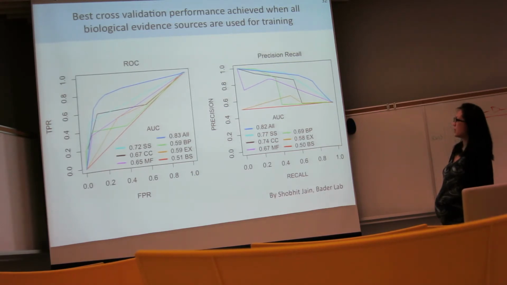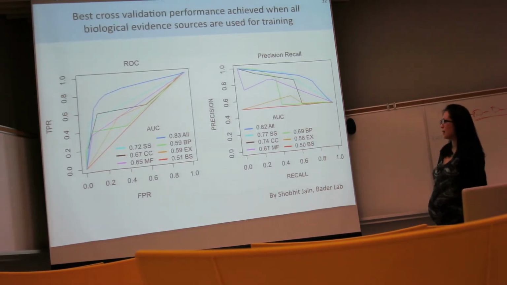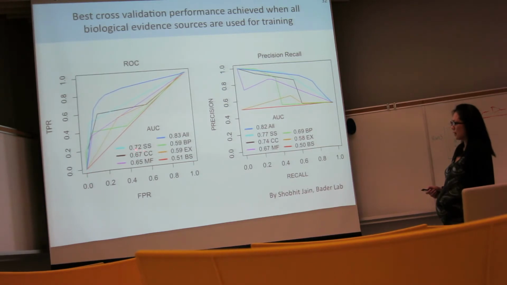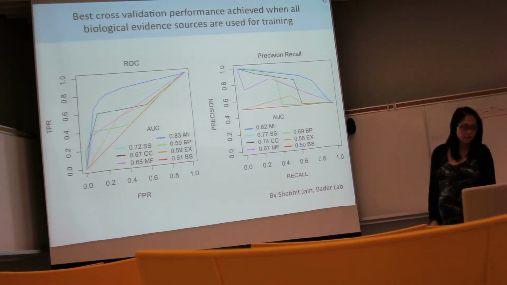performed another type of cross-validation to determine the contribution of the individual evidences by training individual predictors that were trained only using one evidence source. And the results show that using individual evidence sources by themselves results in inferior predictor performance. It's only when you use all of the evidence sources together do you achieve the best performance.